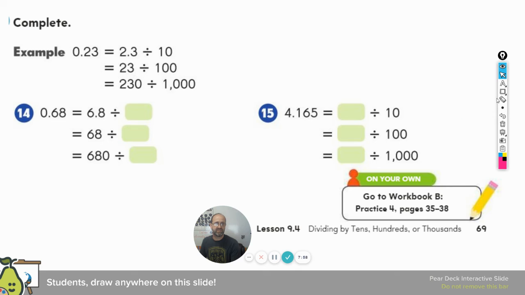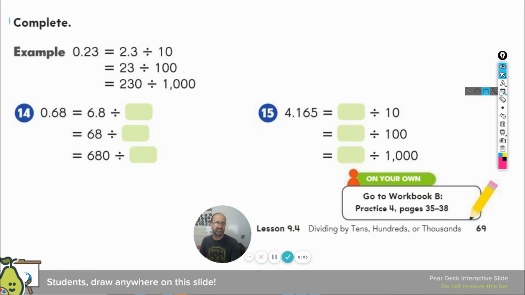Complete. I'll do these with you. I'm feeling benevolent. That's your word of the day. Oh, nothing to erase. Benevolent. Okay, 68 hundredths equals 6 and 8 tenths divided by 10, or 68 divided by 100, or 680 divided by 1,000. Well, that wasn't that mind-boggling.